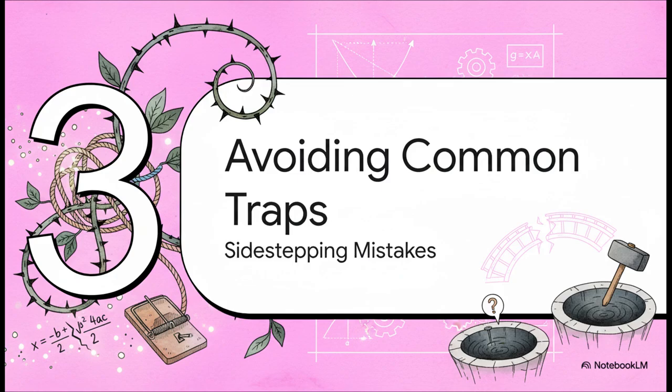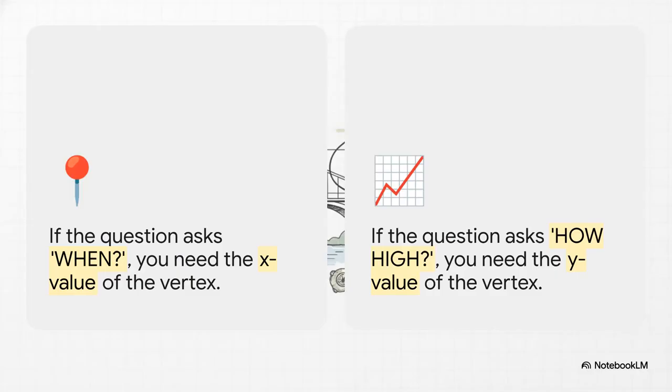Let's talk about the 2 most common traps in these kinds of word problems. The number one, without a doubt, biggest mistake is answering the wrong question. Always, always, always double check what you're being asked. If the question is when or at what point, they want the x value. If it's how high or what is the profit, they want the y value. It's such a tiny detail, but it makes all the difference.